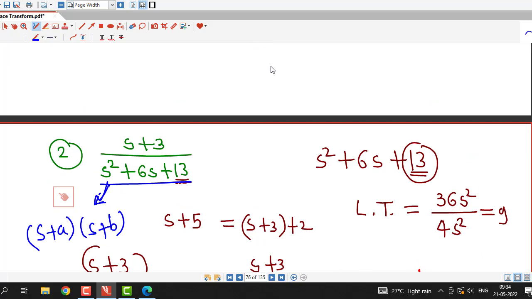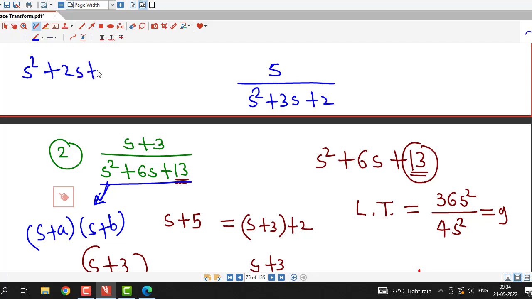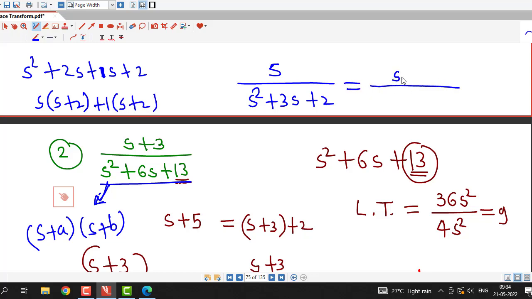Sometimes it will be possible. Suppose you have this type of function, s square plus 3s plus 2. We can see this can be written as s into s plus 2 plus 1 into s plus 2. So here this is reducible. s square plus 3s plus 2 can be written as (s plus 1) into (s plus 2). So in this case we will not apply this formula because I can further reduce this into linear factors.